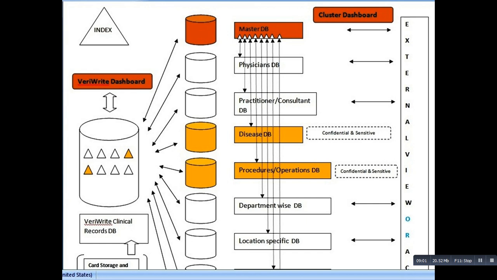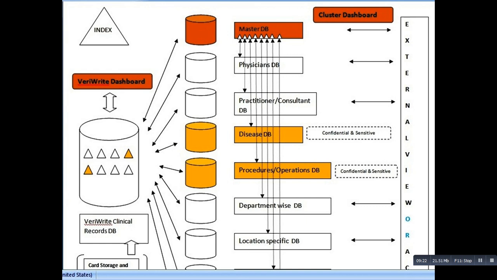And we see that the VeriWrite Clinical Records DB has various indexes of the data which is being pooled. And as is not apparent in the illustration, the DB is populated by a card storage information transfer mechanism, and the information being transferred is companion card data and various sheets which we attach so as to implement the VeriWrite compliance that we speak about.